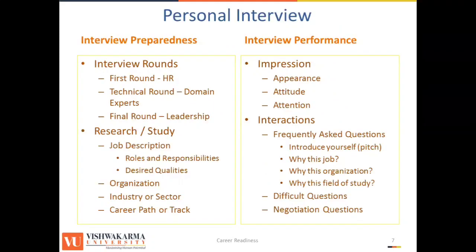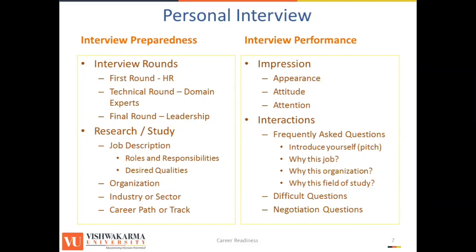Next one, now we come to the interview, PI as it is called. Interview preparedness is part one. This is before the interview, or something that you can work on right away. Understand, possibly there would be three rounds. At times, these three rounds are clubbed into two or maybe one round, but generally these three rounds are there for large organizations. The first round is the HR round, where they would look at your CV or resume and see if things are fine and what you have mentioned matches.